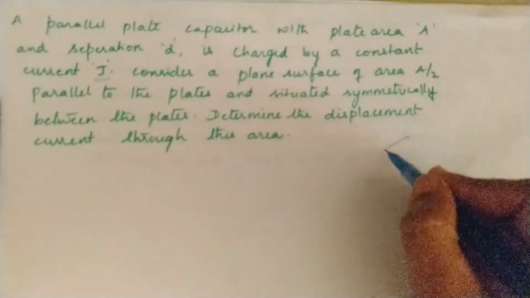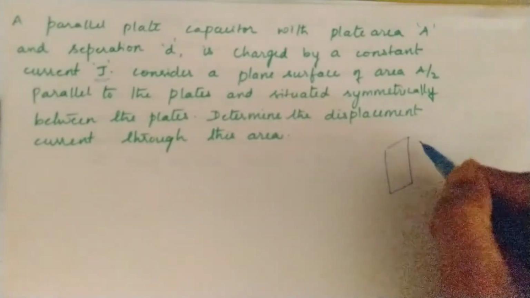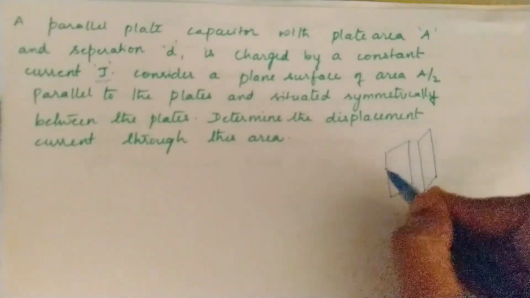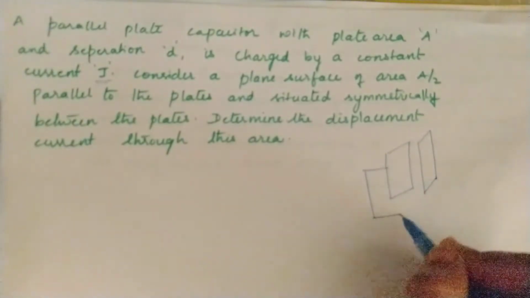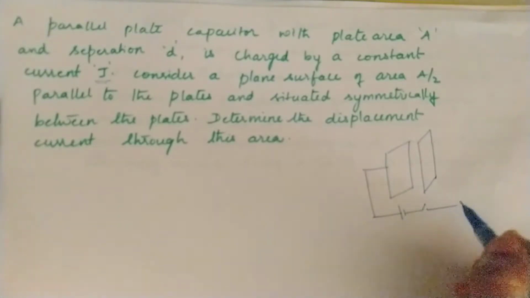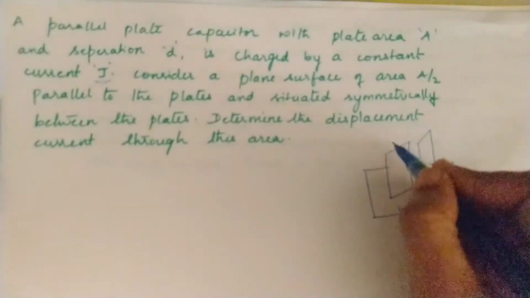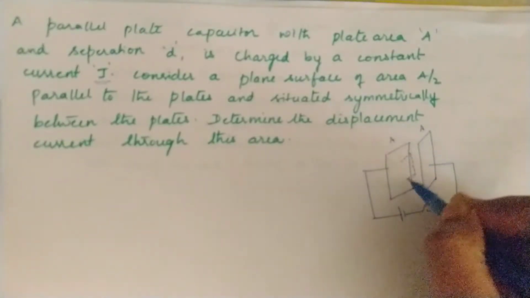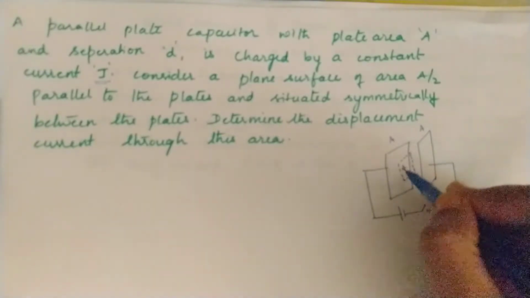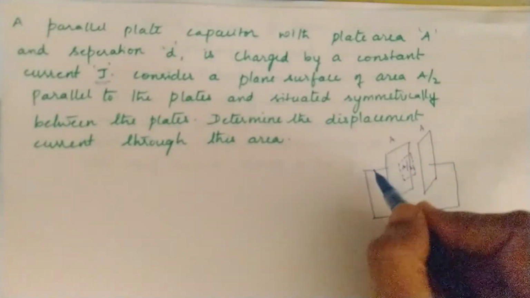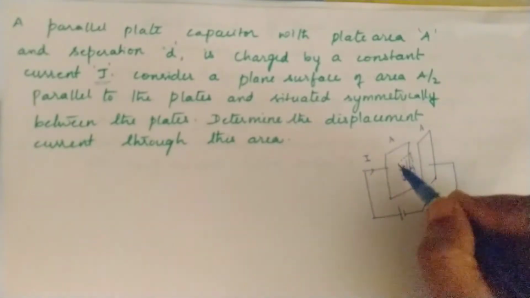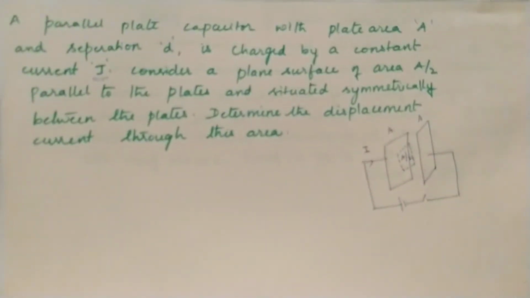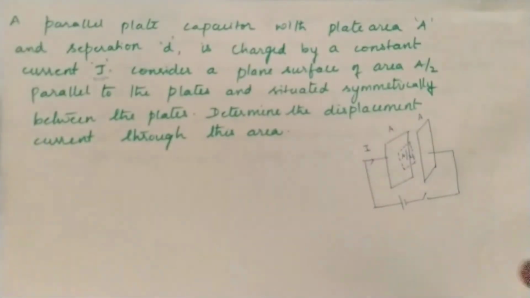Okay, so let us suppose this is a parallel plate capacitor, connected to a battery and a switch. This plate area is capital A. So in between them, symmetrically, we are keeping another surface parallelly whose area is A by 2. So if the conduction current is capital I, then they're asking you to find out the displacement current through this particular area. Okay, we know displacement current is epsilon naught into d phi by dt.